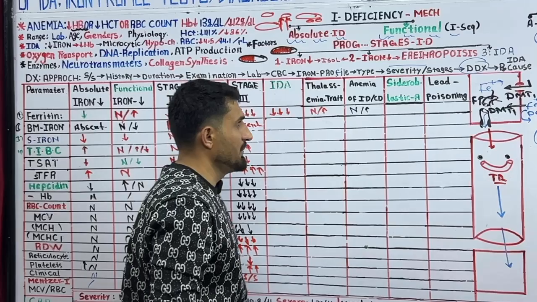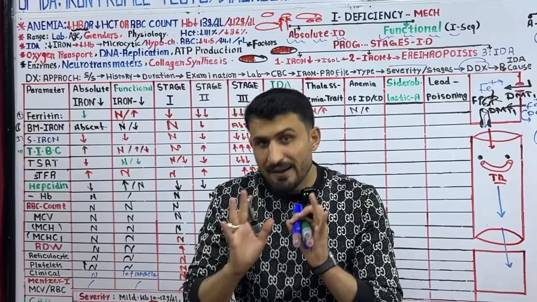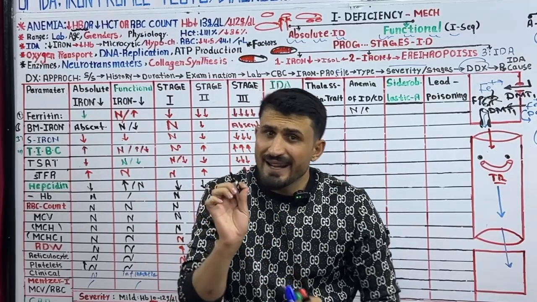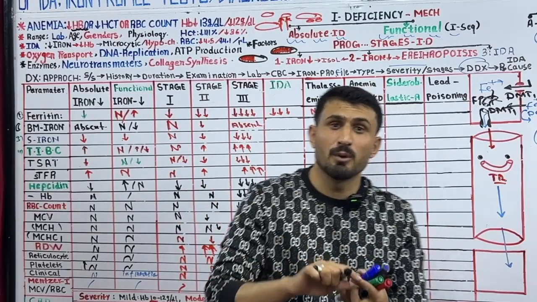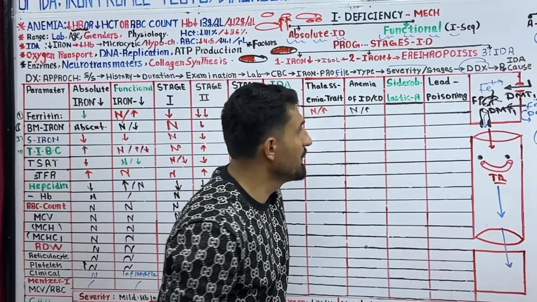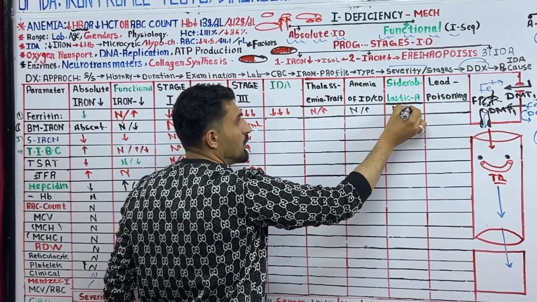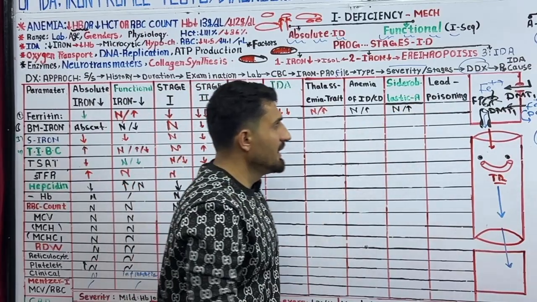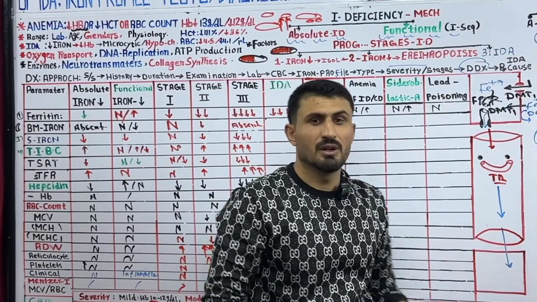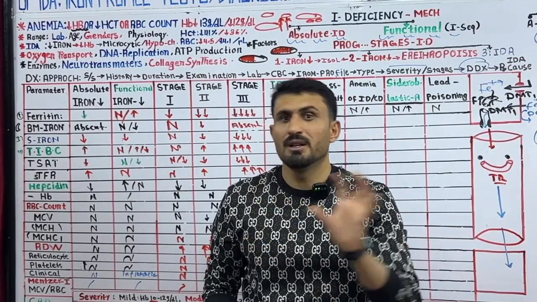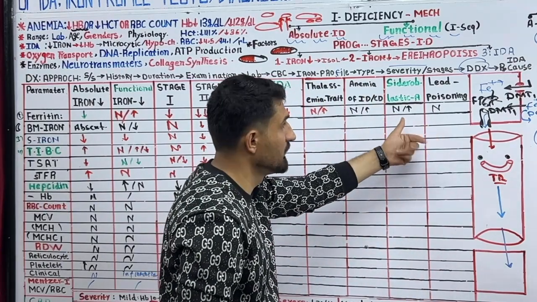In sideroblastic anemia, the problem is with the use of iron. I have enough iron, I have enough ferritin, but I cannot use it to make hemoglobin. I cannot use it to join it with hemoglobin. We will talk about these diseases in upcoming lectures. So here also the ferritin level might be normal or a bit high. With lead poisoning, most of the time it's normal. In lead poisoning also, I cannot use iron for the forming of hemoglobin.